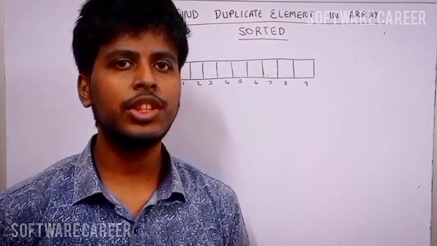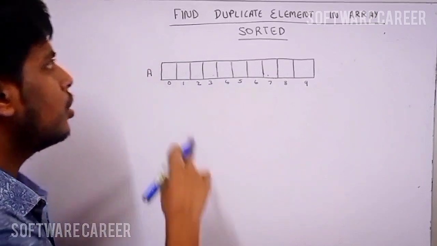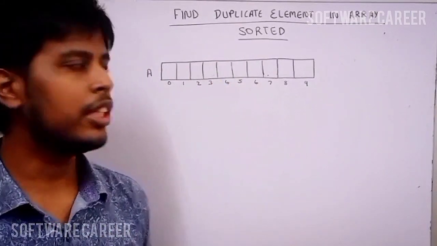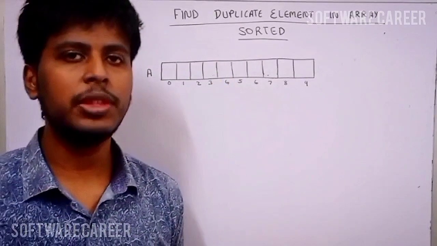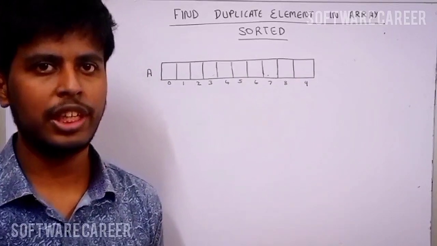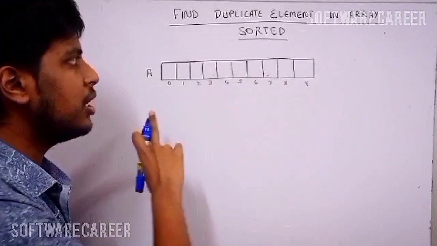Hello everyone. In this video I am going to teach you how to find duplicate elements in the array. Duplicate elements means if the element is repeated more than once, that is called a duplicate element. We should find that duplicate element in this array.